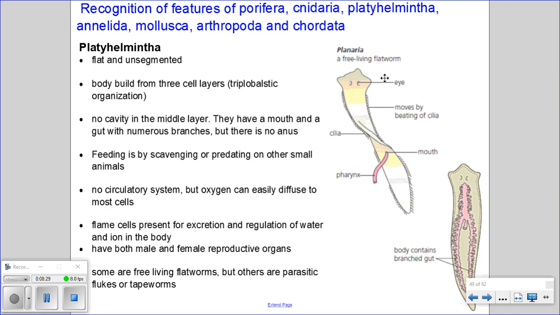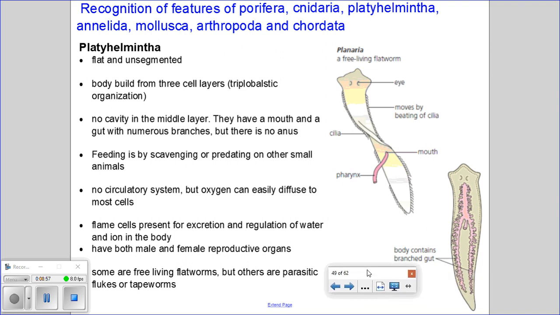diffuse to most cells. So since they are flat and they are small, oxygen can diffuse into the cells. Flame cells are present for excretion and regulation of water and ion concentrations in the body. Platyhelminths have both male and female reproductive organs. Some are free-living flatworms, but others are parasitic flukes or tapeworms.